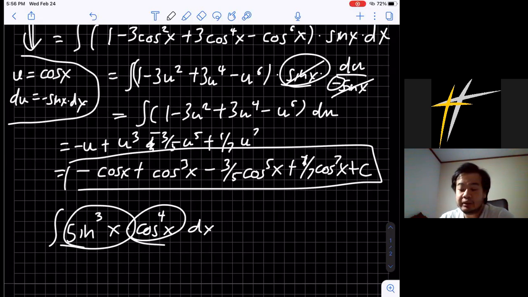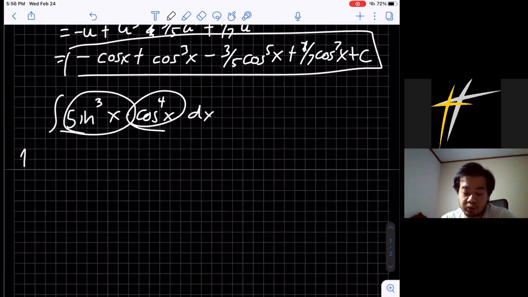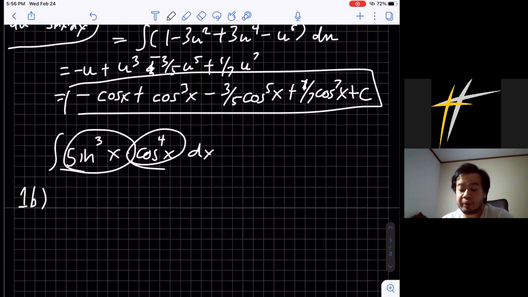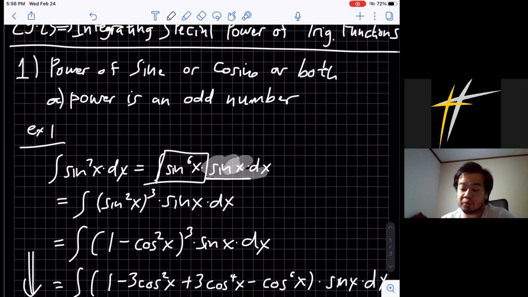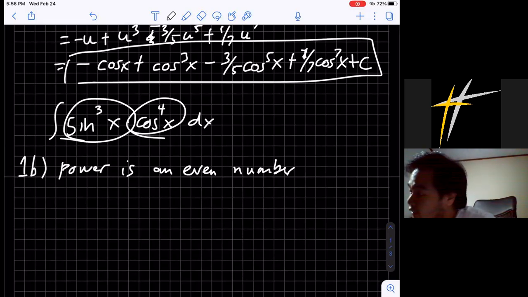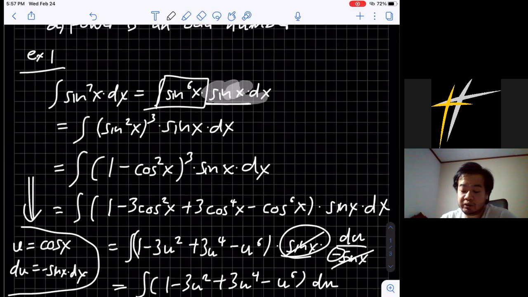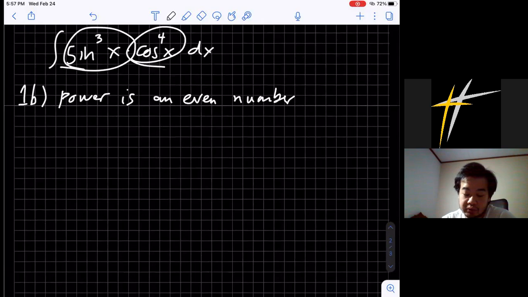Okay, now what if the power, now this is 1b, meaning still a power of sine or cosine or a combination of both, but the power is an even number. Yeah, the power is an even number. I'll give an example. The book uses sine, but let's use cosine instead. So example 2.